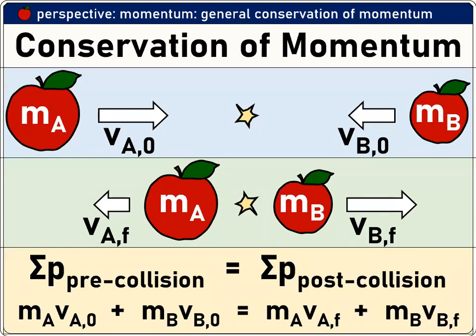All right, so here we go. Here's for a closed system. This is all in one dimension. We're just doing one-dimensional collisions. All the mass times velocity bits before and after the collision have to equate.